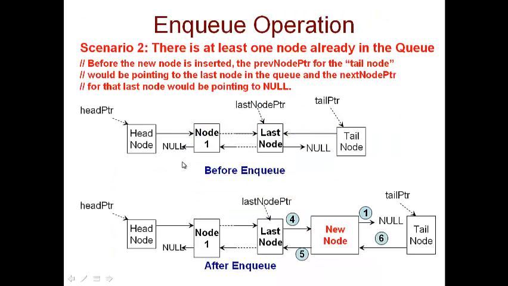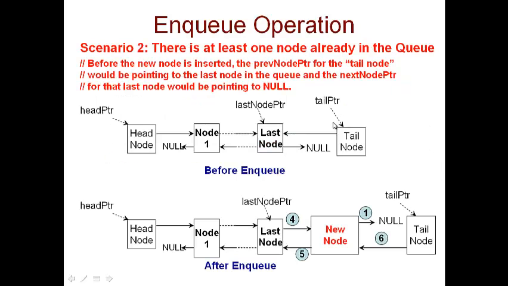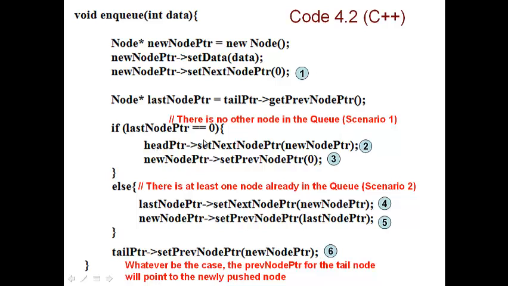So that means you have a scenario like this. Then you can say head node's next node pointer is going to be the value of the new node pointer, and the tail node's previous node pointer is going to be the value of the new node pointer. And not only that, there's no node previous to this new node, because that's going to be the only node in the queue. So that can also be set to null. So the head node's next node pointer is new node pointer, and the new node's previous node pointer is null. You come out of the if block, and you can say tail node's previous node pointer is equal to new node pointer.